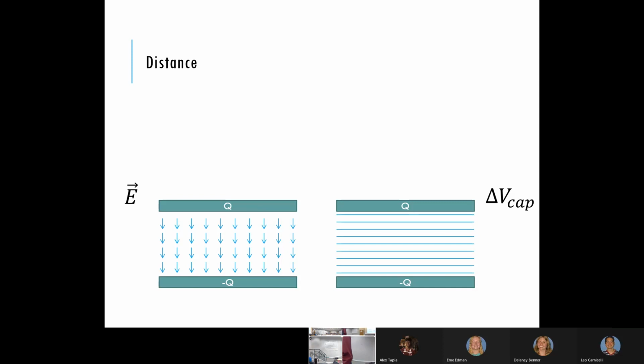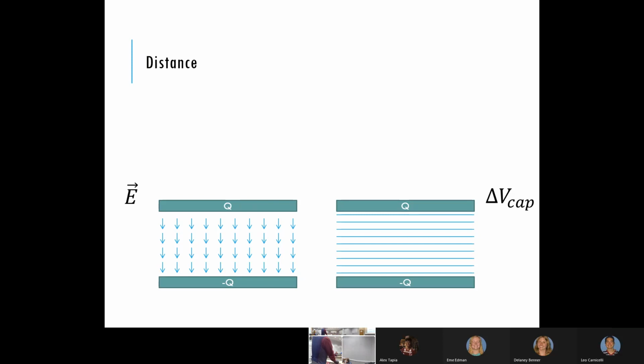Stays the same. Okay. So you're saying that there's the same number of equipotential lines between the plates. Is that right? The distance between them stays the same. Oh, no, I'm stretching the distance of the plates. Of the plates. Yeah.